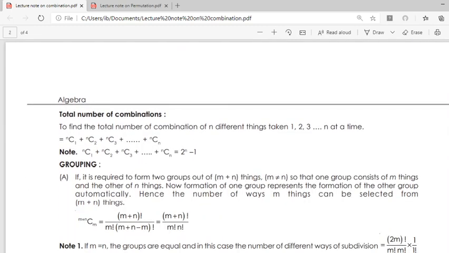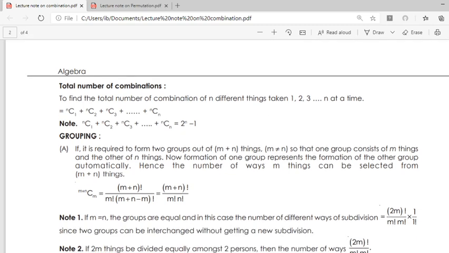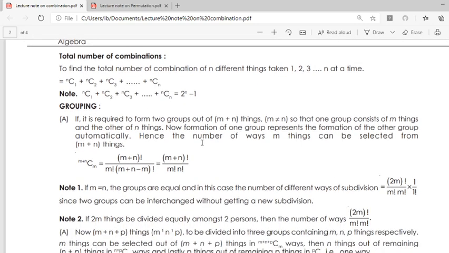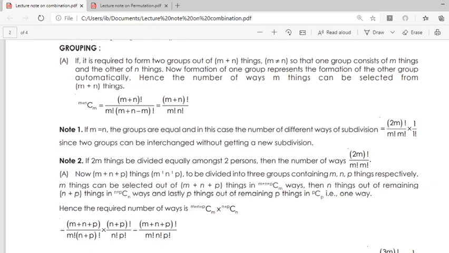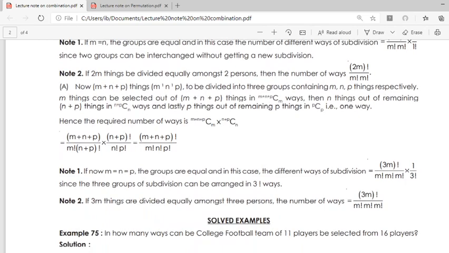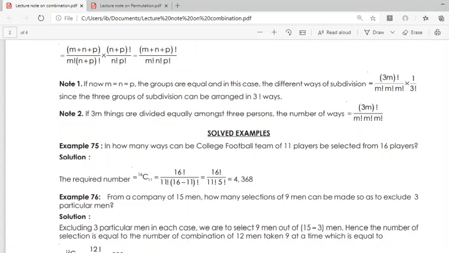Now, these are just some forms of algebraic expression of this: n combination 1 plus n combination 2 plus up to n combination n minus 2. That's just some theory. Now, in grouping, this is just also theory, but I think I will go to using it to explain a problem.